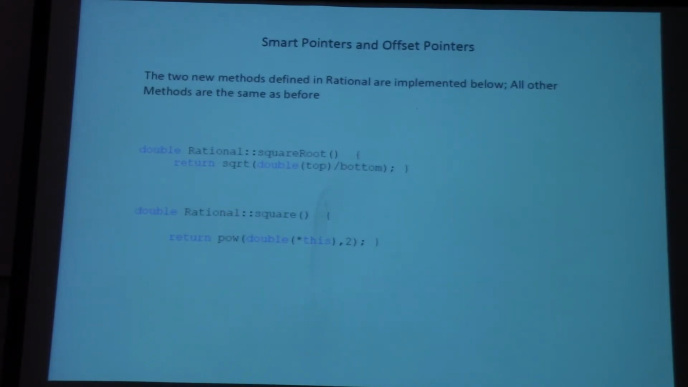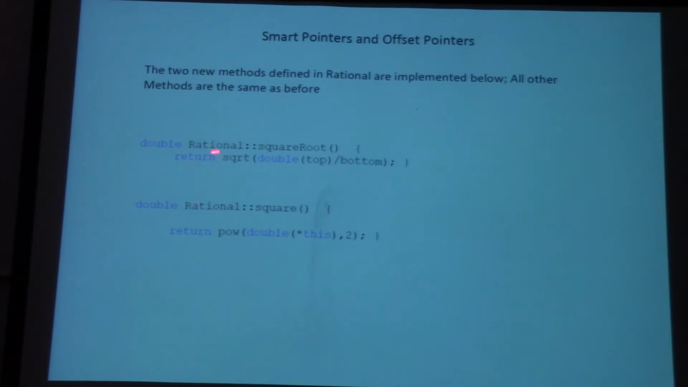So here is the method square root. Very simple. No parameters, return. Now sqrt is the math library function. So take the square root of double cast of top over bottom. So that's it. So I'm basically casting the two integers as doubles and returning the sqrt as a double. That's it. Very simple. To square, I do the same thing, kind of thing. I use the math function pow. So power. What is star this?